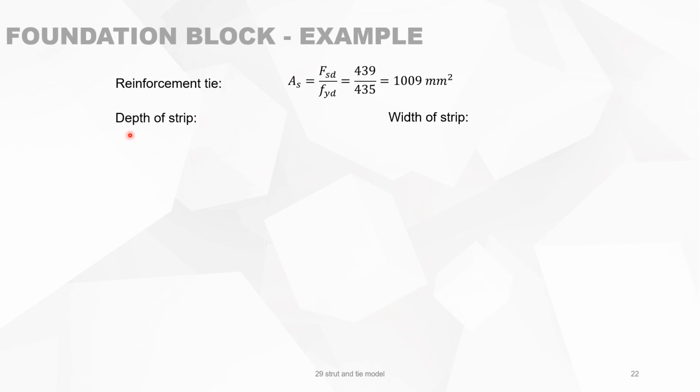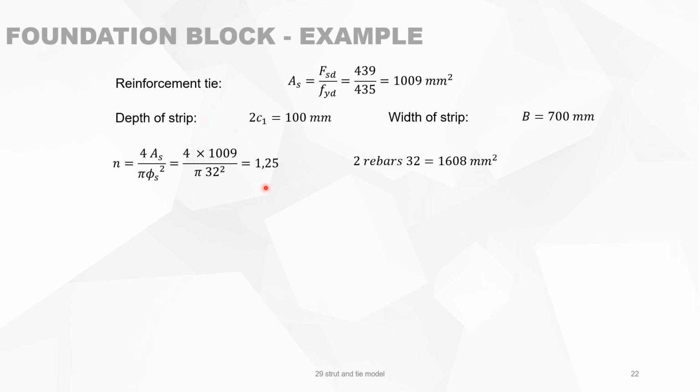For this amount of reinforcement, we have to define a strip, and the depth of the strip is 100 millimeters, and the width of the strip is of course the width of the foundation block, which is 700 millimeters. So for the number of bars and the diameter, we see that 2 diameters of 32 would be fine, but 2 diameters of 32 is 1600 square millimeters, and we only need 1009. So there's a little bit of waste. So we can use another diameter, for instance, diameter 25.